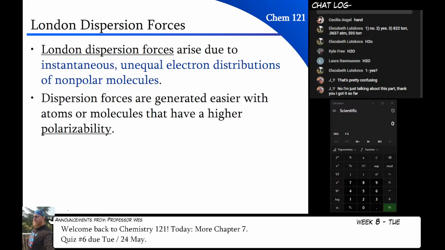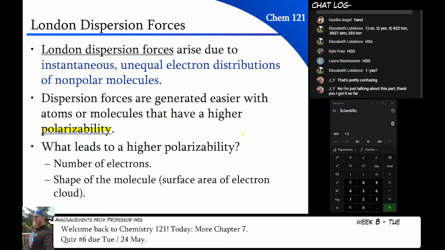Now, how do you create a London dispersion force with more reliability? The answer is that we need to meet a polarizability requirement. How can I polarize my electron cloud? There's two ways to do that. One is that we just need more electrons. The more electrons that are available, the more likely they are to be unevenly distributed. If we're comparing two things with the same number of electrons, we can look at the shape of the molecule, and that'll matter too. So we're going to look at both of these examples here.